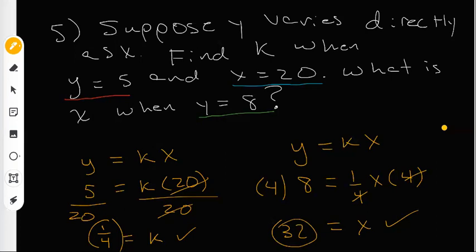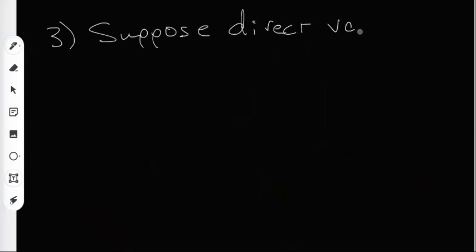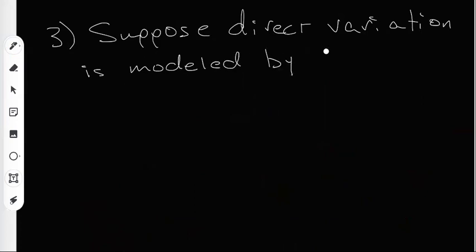Okay, the last problem we're going to go over today is number 3. All right, so number 3 says, suppose direct variation is modeled by y equals 7x.